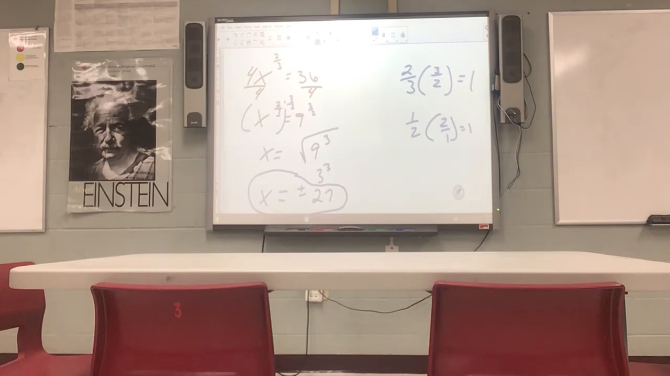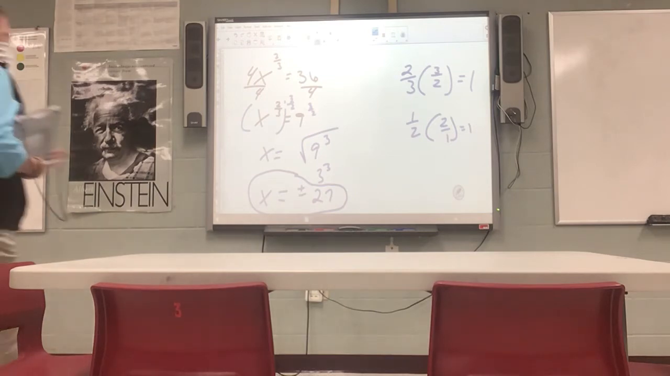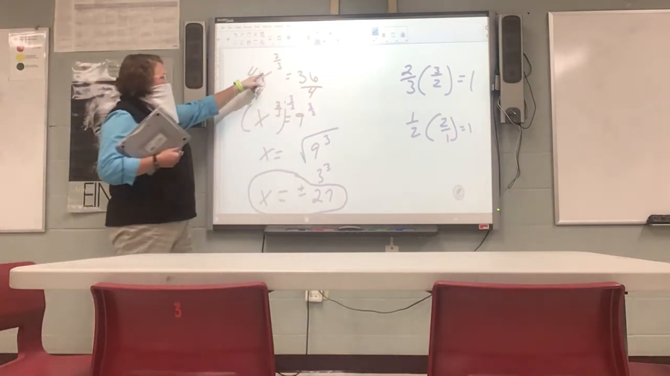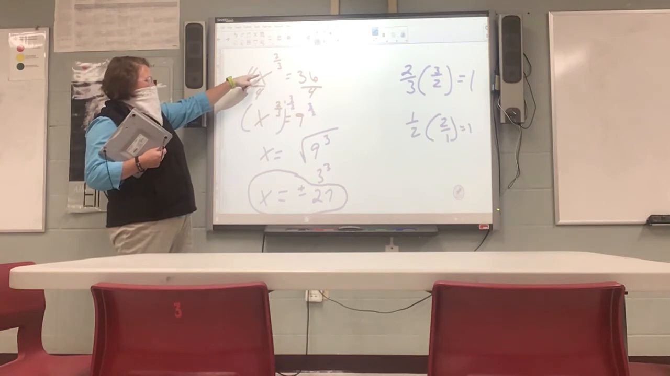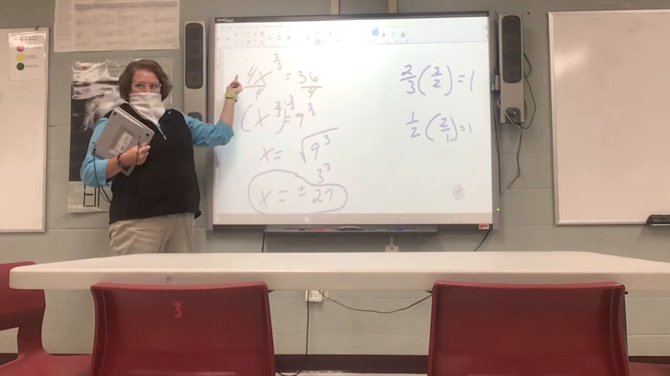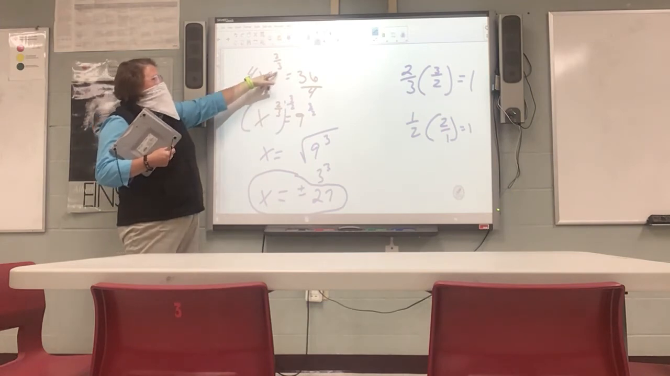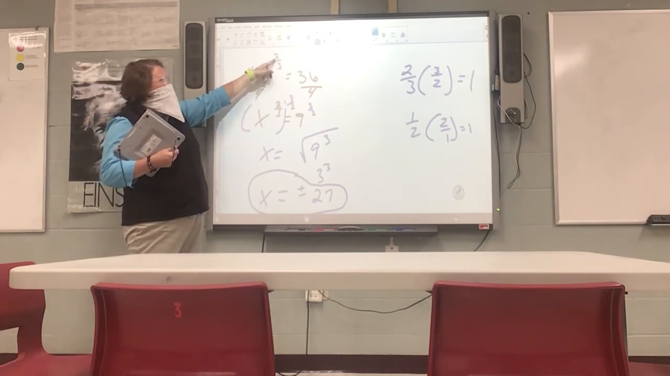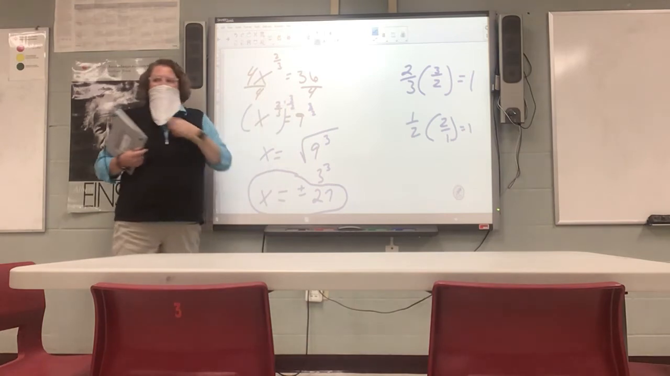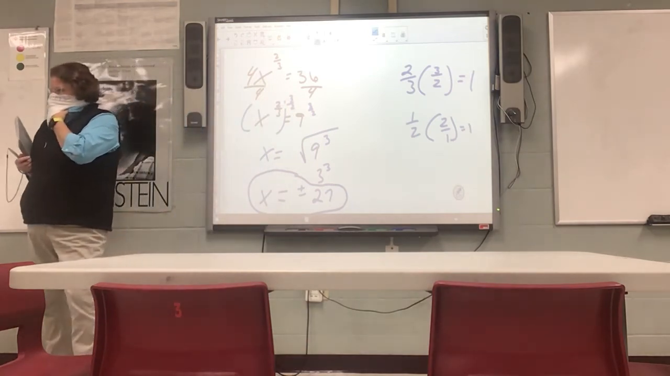Now, these, in my opinion, are a little bit more difficult to check. So you would do 27 to the 2/3 power, then multiply it by 4, and see if you get 36. So 27 to the 2/3, the cube root of 27 is 3, 3 squared is 9, 9 times 4, so that is 36. Is that what you were gonna ask? You were gonna ask something.